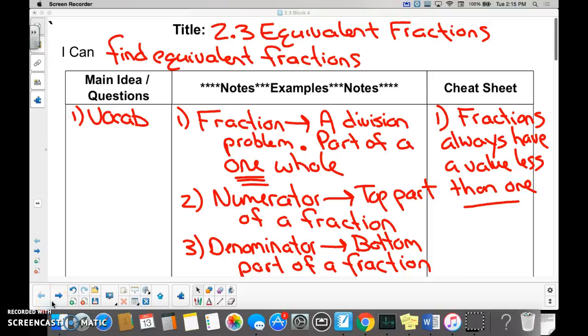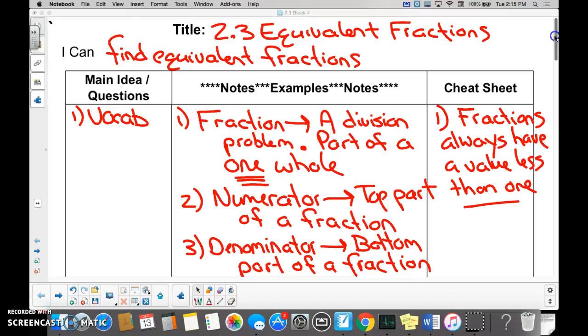2.3 equivalent fractions. I can find equivalent fractions. Question is, can all of us now find equivalent fractions? Yes. Equivalent fractions. We're going to find equivalent fractions by only reducing. You can actually find equivalent fractions another way, but we didn't talk about that.